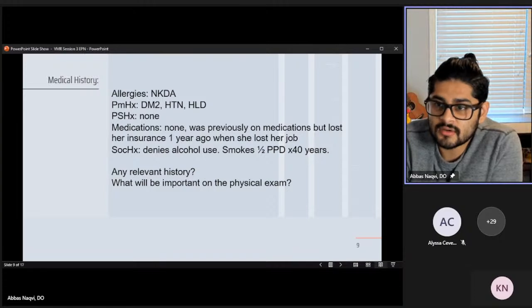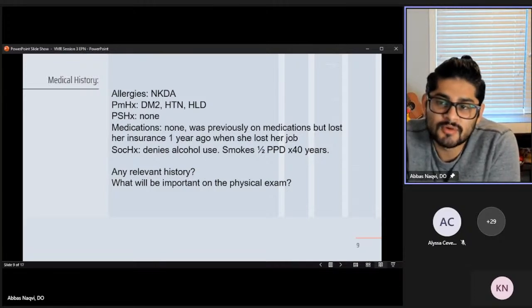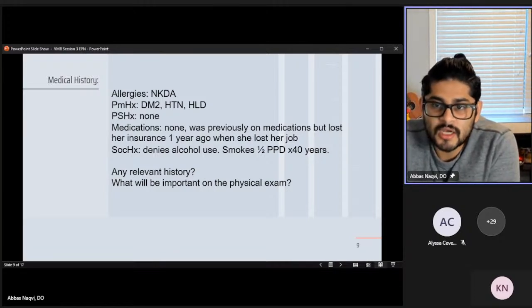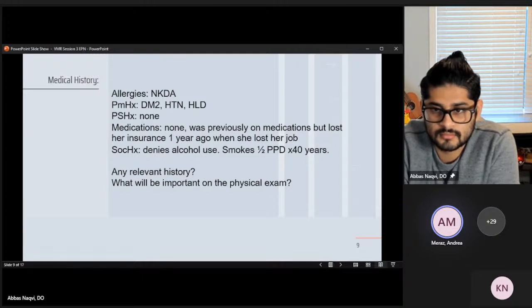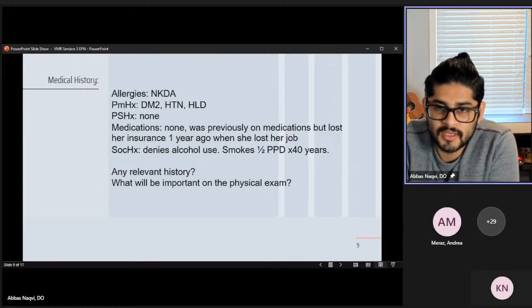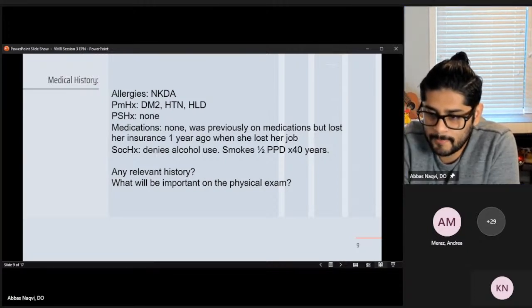She also denies alcohol use. She smokes a half a pack a day for 40 years. What do you think is most relevant, Andrea, in her medical history? I would say the smoking could be relevant just because it was very prolonged, she did it for a long time. Yeah. Can you think of something that the smoking would cause that would potentially cause what's going on right now?